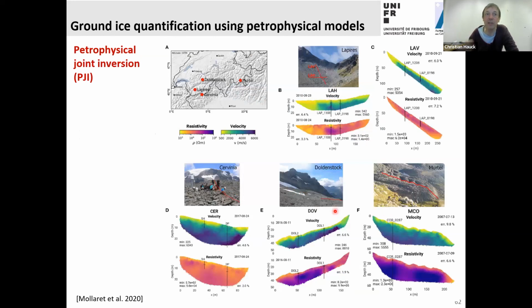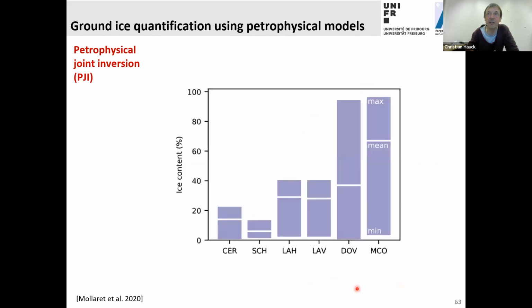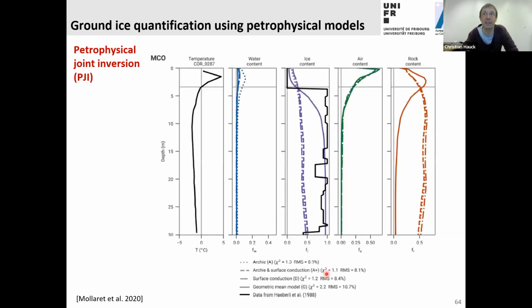But Colleen did that in her PhD for several sites and validated that as best as possible. And the good thing is that at the end, we can come up with different ice contents and ranges, obviously, for different sites, which is what the practitioners usually want to have. Again, validation data in this case is only available for ice content, which is the black line here. And then we can also see which of these petrophysical equations match the field data or the validation data best.